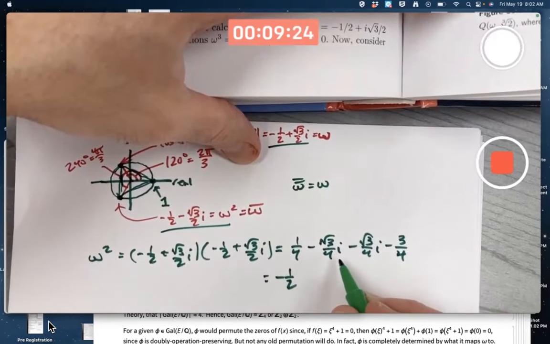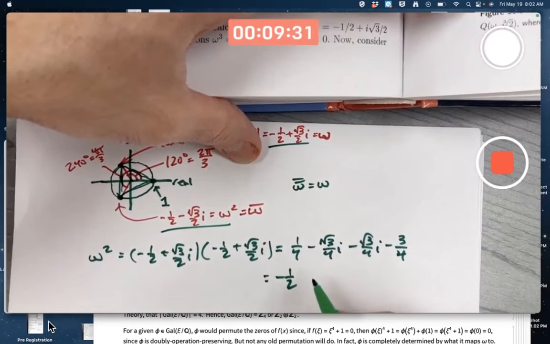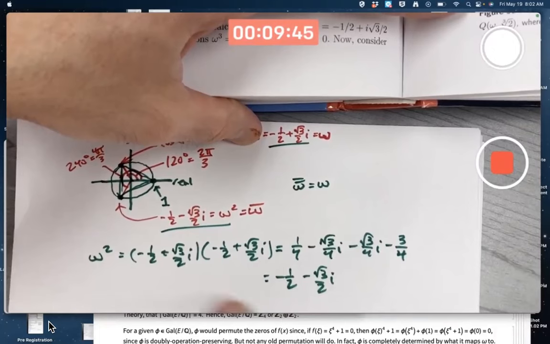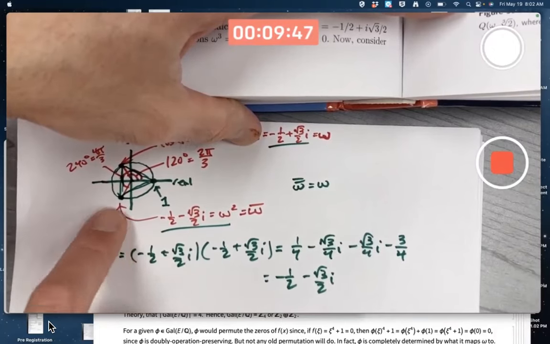And -√3/4 i minus √3/4 i is -√3/2 i. Right? I had trouble saying all that, but that's what it is. So we verified, yes, omega squared is this number, which is right there.